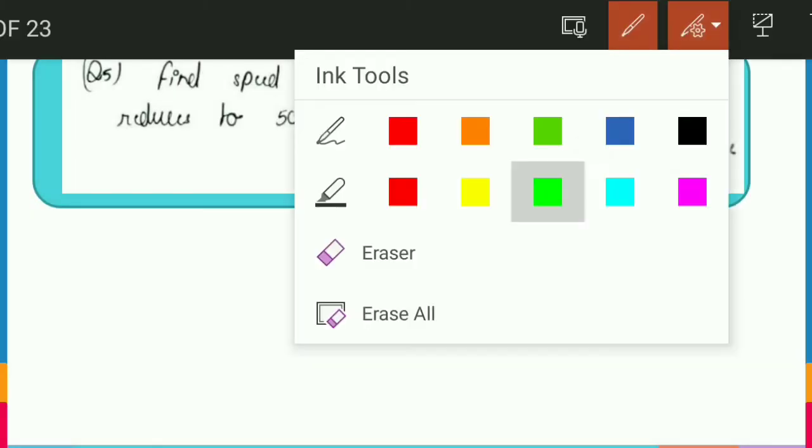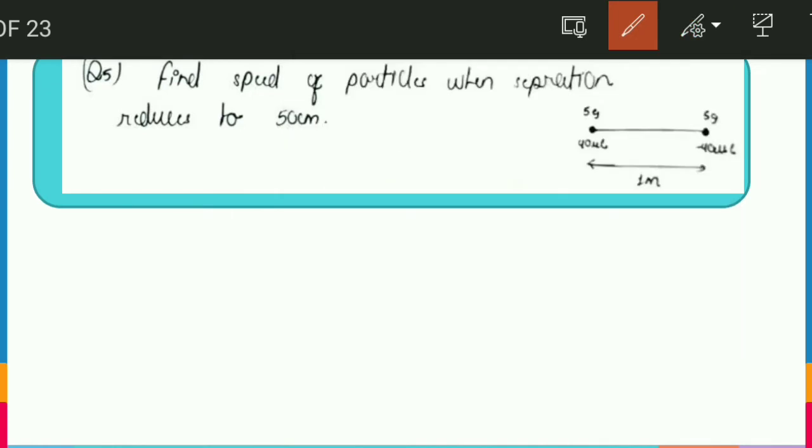Yes friends, let's see this question, how we have to tackle this. What the question says, we have to find the speed of the particle when the separation is reduced to 50 centimeter. Actually what is happening, this is thrown with speed v and this is thrown with speed v. Initial speed was given, let me see what it was. It was not given. It means it was initially at rest. Sorry, it was initially at rest, and due to mutual attraction, they had been attracted. So when the distance reduces to 50 centimeters, then we have to find the velocity of each particle.